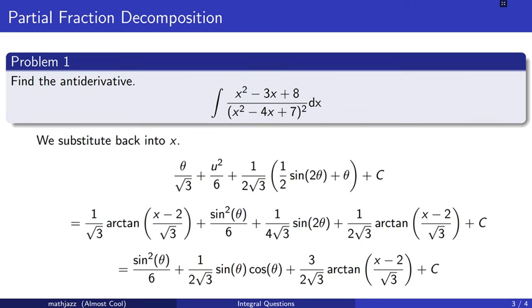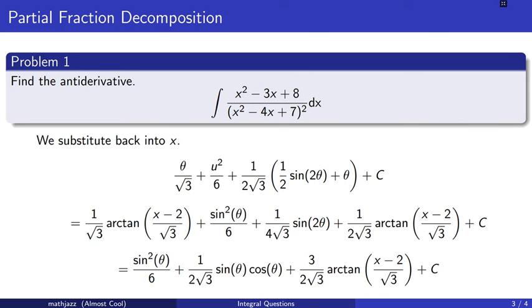To do this, we're going to use the double angle formula for sine to get that sine of 2 theta is equal to 2 sine theta cosine theta. The 2 will cancel with the 2 in the denominator of the fraction. We're going to combine the 1 over square root of 3 arctangent term at the front of the expression with the 1 at the back of the expression. So that'll be 3 over 2 times the square root of 3 arctangent of x minus 2 over the square root of 3. And from here, we need to draw a triangle.